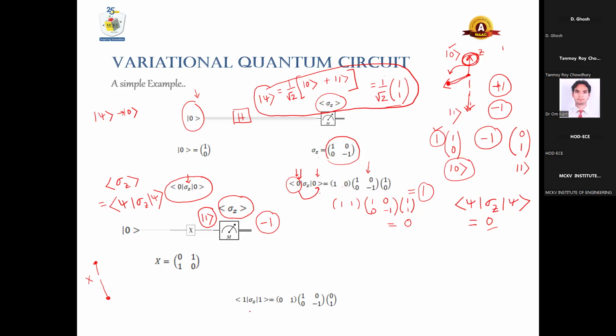So this is bra 1 sandwiched between ket 1. If you calculate this, you remember ket 1 was 0, 1, and bra 1, that is the transpose, will be 0, 1. And if you sandwich the matrix of sigma z, you will get an eigenvalue of -1. This is what you'll get. So this is very simple.